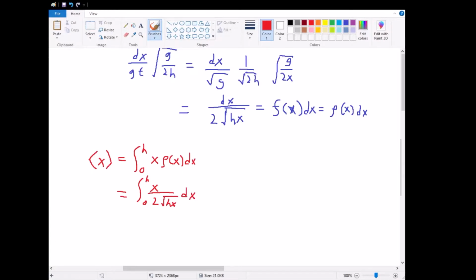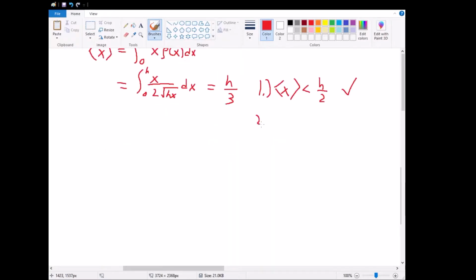From here, we can just plug this into a calculator, and what this will give us is h over 3. So let's do some sanity checks. First off, one of the requirements we made is that x had to be less than h over 2. H over 3 is less than h over 2, so that does check out.